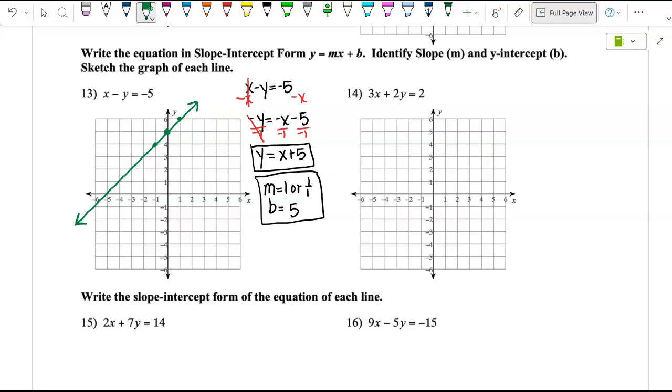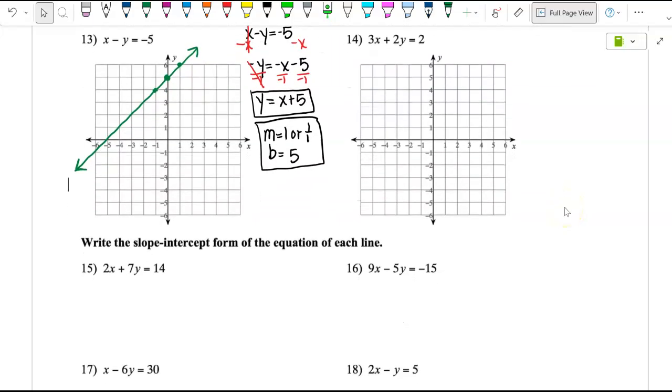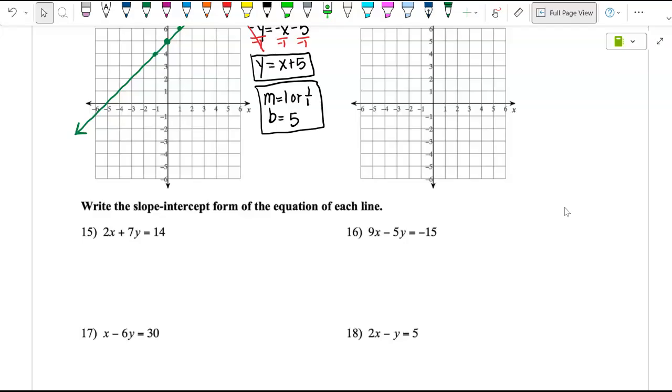Now, 15 and 17, you're just solving those to be in y equals mx plus b. Okay, they're in standard form right now, and we want them in slope-intercept form. So I am going to pause while you make sure and solve 15 and 17 so that you have y equals mx plus b. All right, again, for 15 and 17, they're giving you the equations in standard form, but they want them in slope-intercept form, which again is our y equals mx plus b.